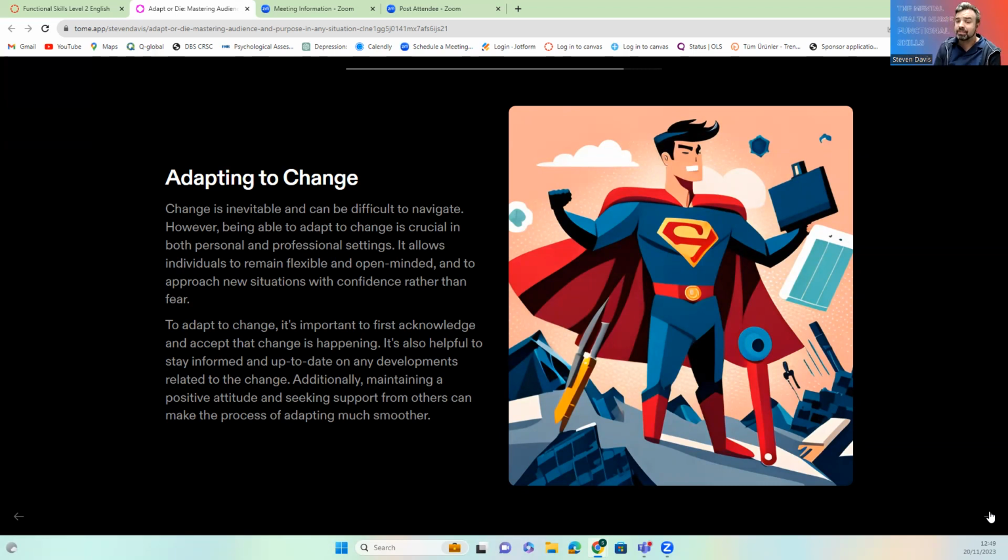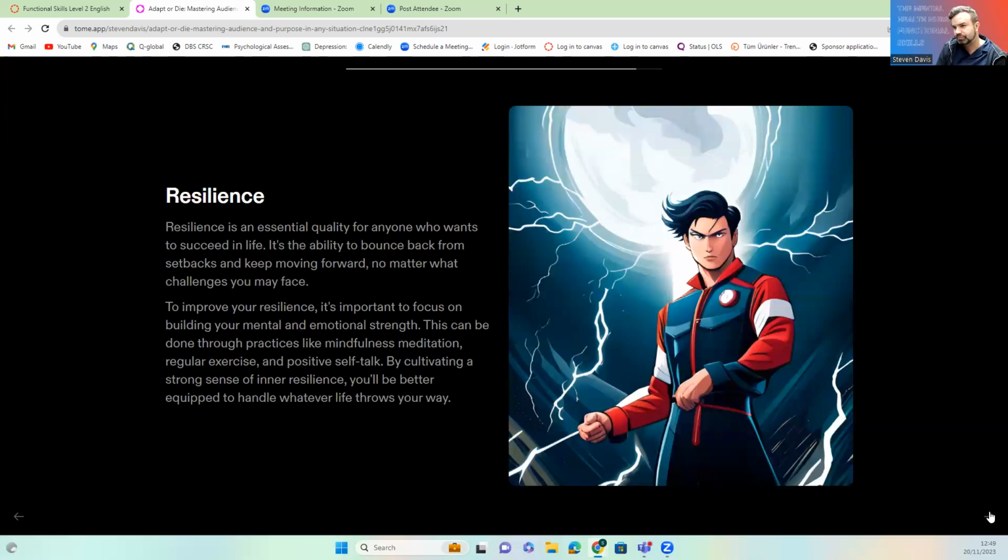However, being able to adapt to change is crucial in both personal and professional settings. It allows individuals to remain flexible, open-minded, and to approach new situations with confidence rather than fear. To adapt to change, it's important to first acknowledge and accept the changes that are happening. It's also helpful to stay informed and up to date on developments related to changes. Additionally, maintaining a positive attitude and seeking support from others can make the process of adapting so much smoother.